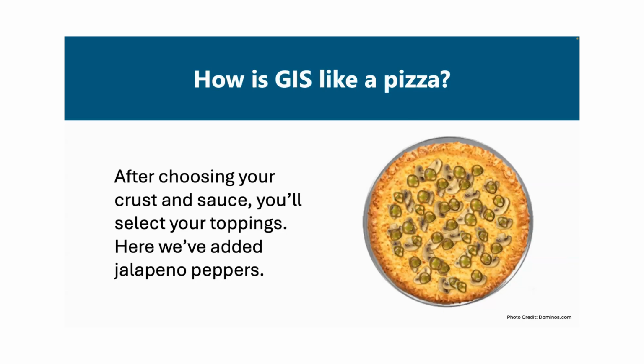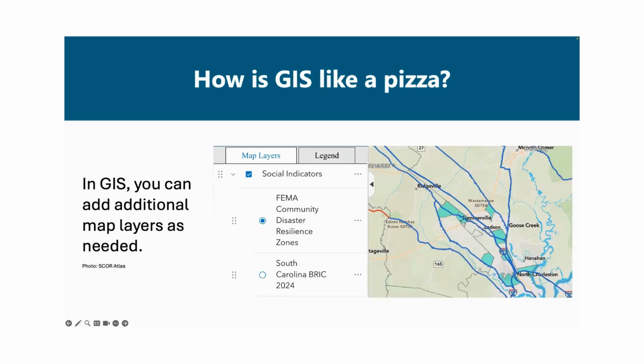In making our pizza, we can continue to add layers of ingredients in order to have a perfect, delicious pizza to enjoy. Here we've added jalapeno peppers, and we can also add other toppings as layers like onions, tomatoes, or even pineapple. And similarly, in a GIS tool, we can continue to add map layers of data.